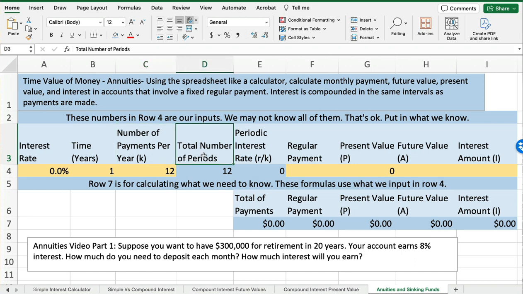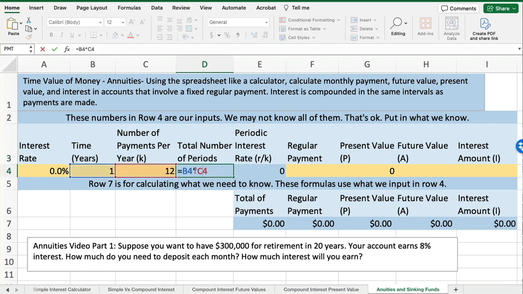And then in column D, because we're going to need this for some of our calculations, that's our total number of periods, which is basically going to be K times T. So we can see the formula there in cell D4. It's equal to B4 times C4 because that's our value of K times time. That's the total number of payments we're going to be making.